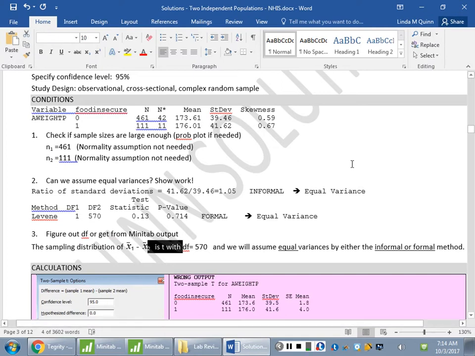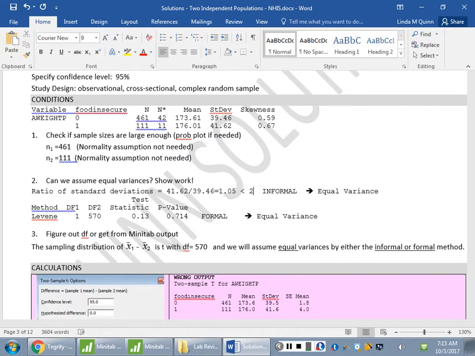The next step says, can we assume equal variance, and show all the work. For this case, you were asked to look at the informal way. The informal way says take the larger standard deviation. You have them here in your descriptive statistics. The larger standard deviation is 41.62, divided by the smaller standard deviation, which is 39.46. That's what I've got right here, equals 1.05. In this case, this is less than 2, and therefore we can assume equal variance.